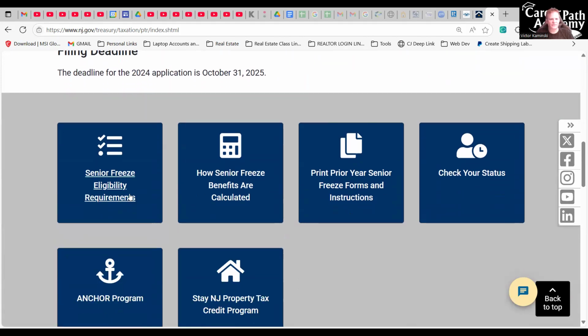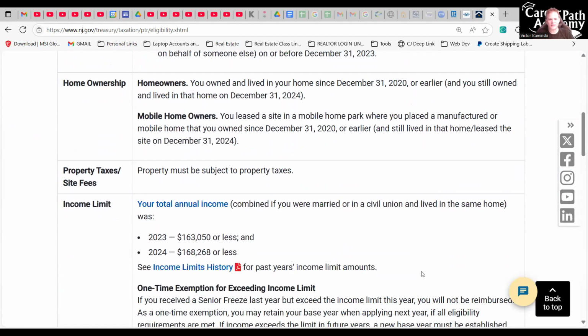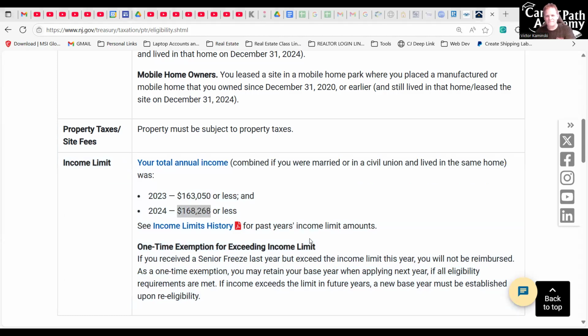Let me see. So Senior Freeze eligibility requirements. Let's click on that. Let's see if that number changed. Nope, here we go. Oh, it did. So that was for last year's one. So this year they raised it a little bit. So for 2024, the income requirement is $168,268. So as long as the senior's income is not above that, $168,268. It's been going up every year lately, so I guess that's good for the senior. 168,268.